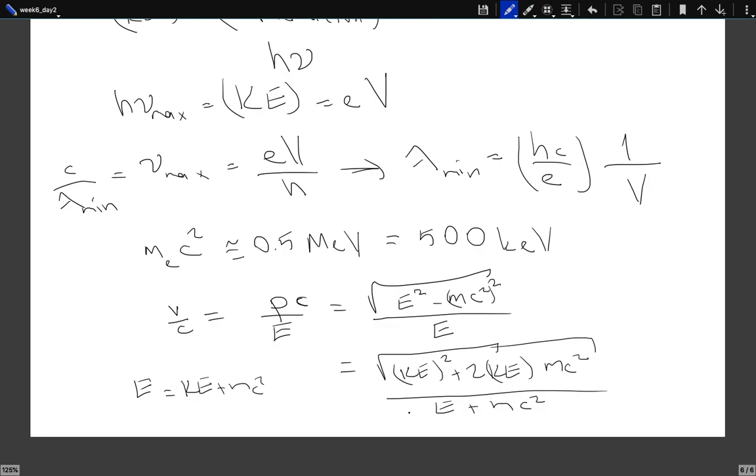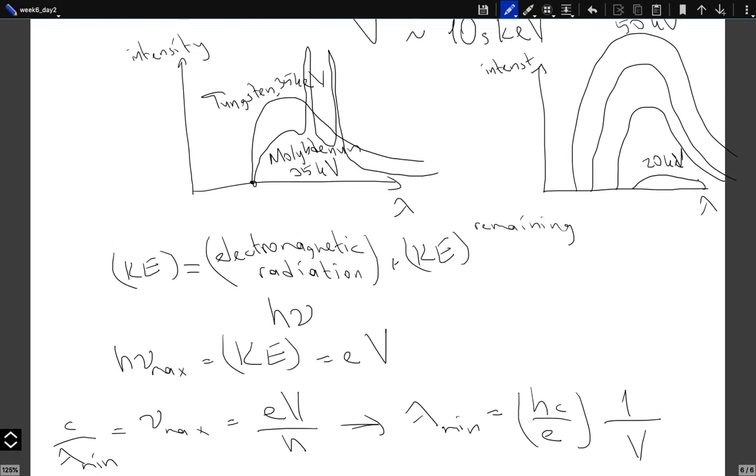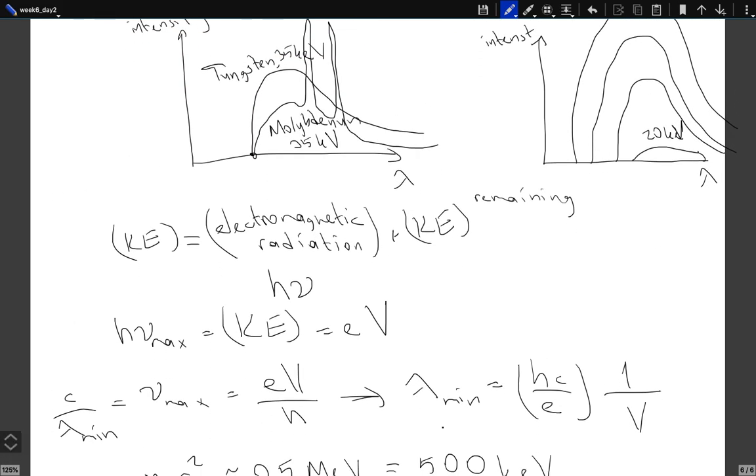So if its kinetic energy is comparable to mc squared, then this ratio will turn out to be close to 1. Now these electrons, let's say accelerated through 35 kilovolts, well, the mass energy is 500 kiloelectron volts. It's not highly relativistic, but still it's not moving slow. It's quite fast.